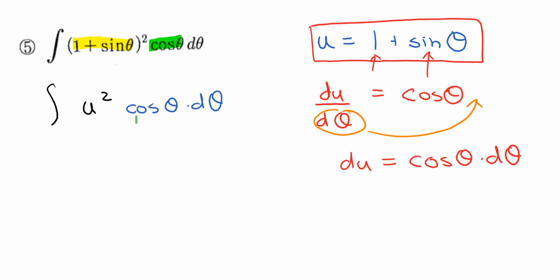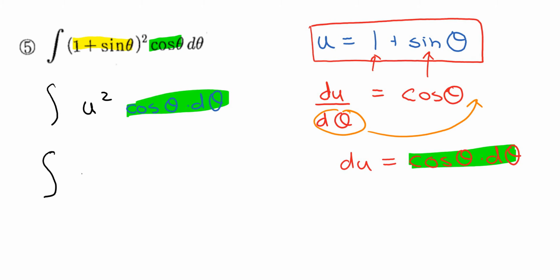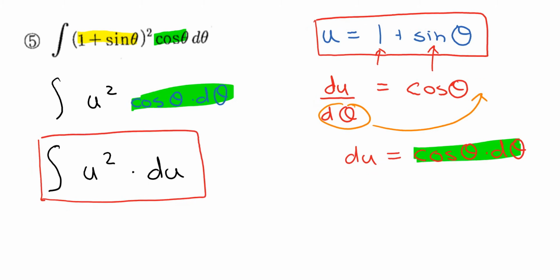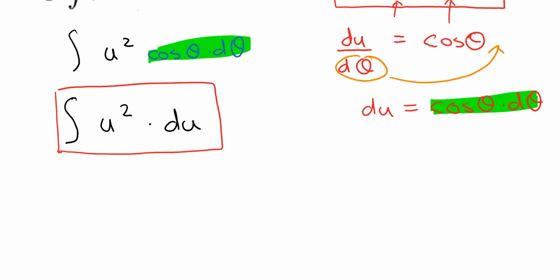Okay, and after that, this cos theta right here matches up with that cos theta over there. So now let's go ahead and make a substitution step here. So integral of u squared times du. And once again, the goal of u substitution is for you to write the original problem in a way where you can find the antiderivative a lot easier. And the antiderivative of that is going to be u cubed divided by 3 plus c.